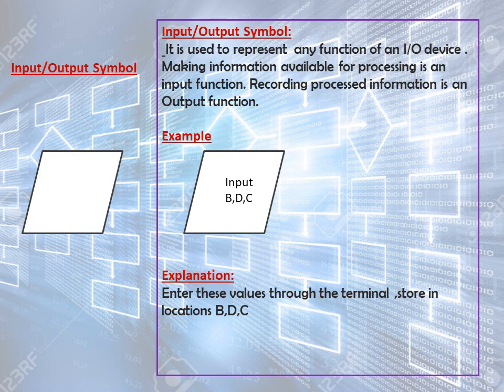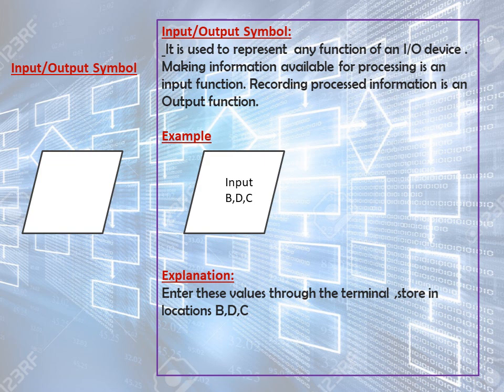Second symbol, it is the parallelogram symbol. We can call it the input or output symbol. As the name suggests, in a program we require to give some input to the program, and after the processing takes place, we get the output. To take the input from the user and to display output to the user, we can use this input output symbol. It is used to represent any function of an input output device. Making information available for processing is an input function. To take a process, we have to provide some input to our program. This is done by this symbol.